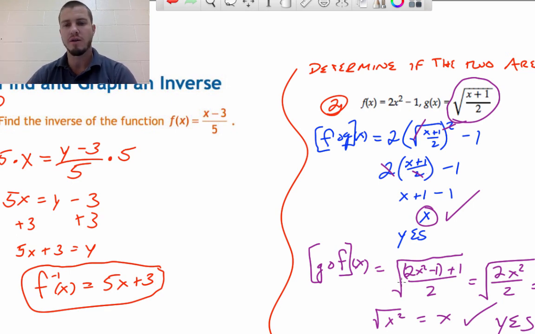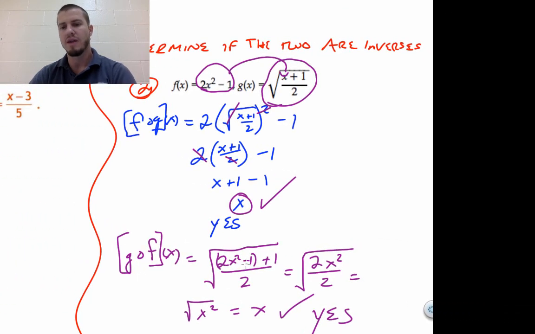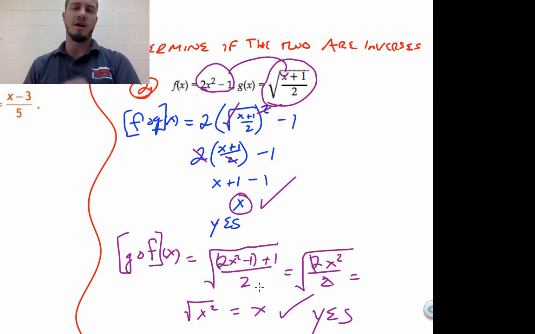And I also did it the other way here. I plugged this whole function into the x in the square root, and that goes here, and then simplified it. The negative 1 and positive 1 cancel out, so I get 2x squared over 2 all under the radical. The 2's cancel out, so I'm left with square root of x squared, and that is equal to x. So yes, they are inverses.